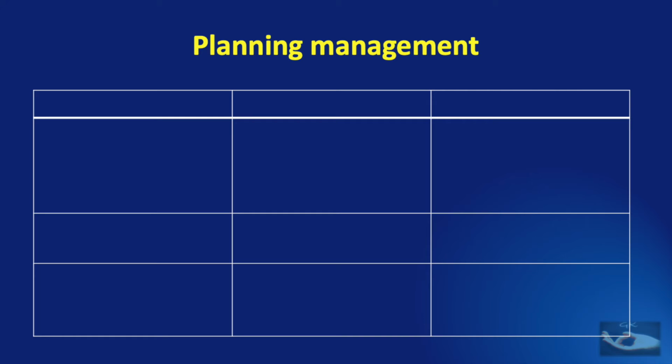As always, it is easy to plan the management when you have 3 columns. One is the problem that should be solved. Second is the solution to the problem or the aim in solving that problem. And finally, the procedure that has been planned to fulfill that aim.